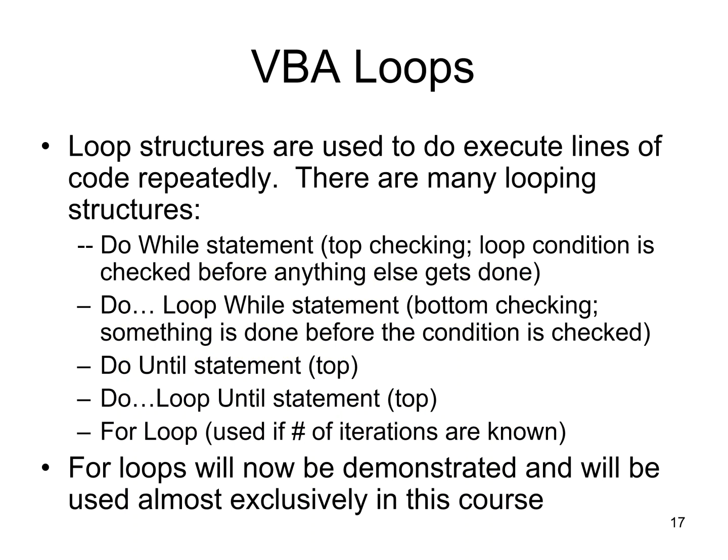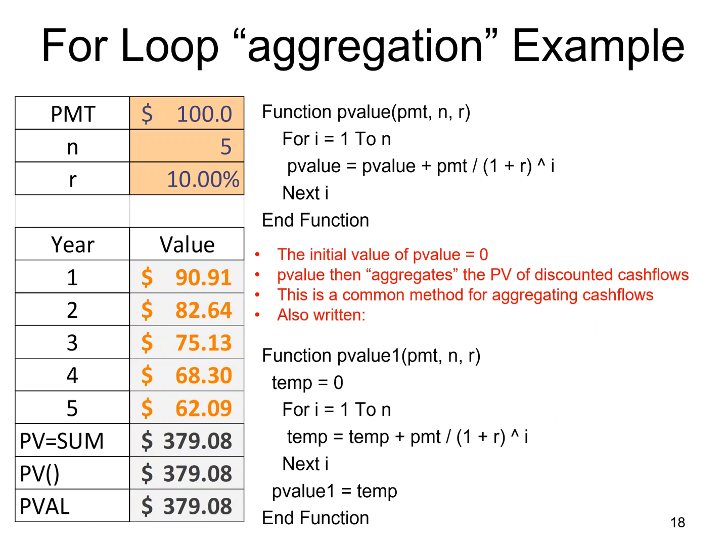Loop structures, or segments of code, are used to execute lines of code repeatedly. There are many kinds of looping structures: do-while statements, do-loop-while statements, do-until, do-loop-until. However, for most of the programs in this course where I need loops, I'm going to use something called a for loop. You use a for loop when you know exactly how many times you need to execute some lines of code. So let's do an example.